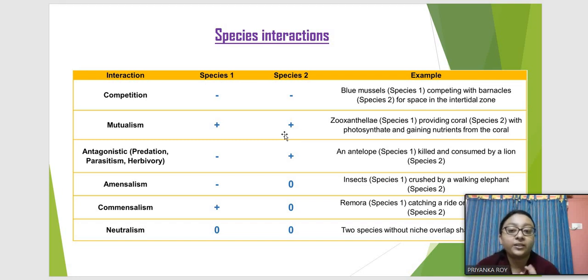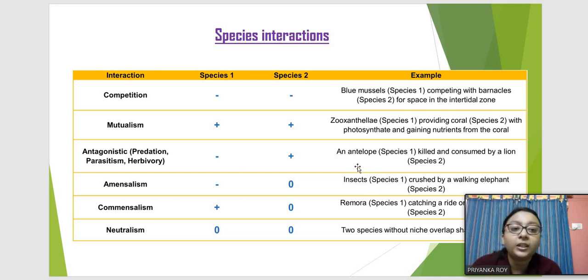Next comes the very interesting antagonistic interactions: predation, parasitism and herbivory. So antagonistic interaction definitely means that one will be benefited and the other will not. So predation, like you can understand what is a predator-prey relationship. So the predator will obviously catch the prey, eat it and derive nutrients from it. So here there is no situation that the prey is in any kind of benefit. The prey is always in a lose-lose situation and the predator is always in a win-win situation. So therefore the species 2 will always be in a plus and the species 1 will always be negative.